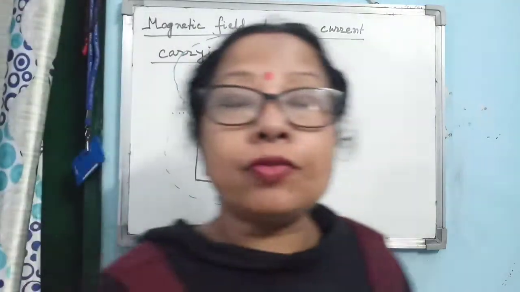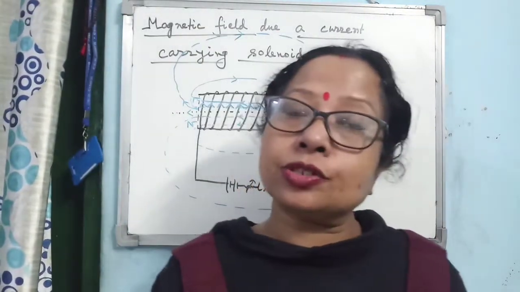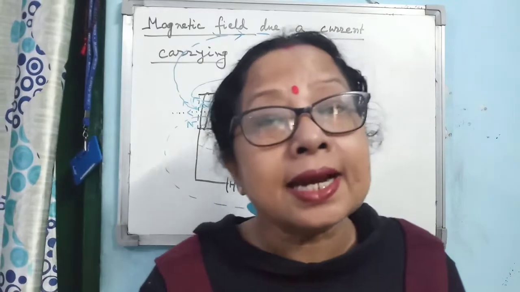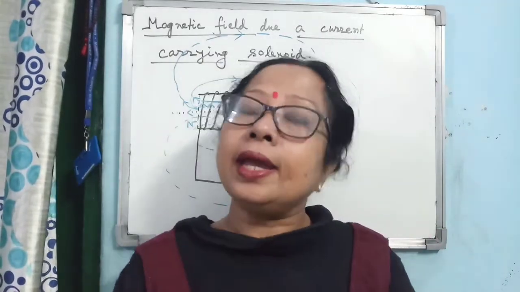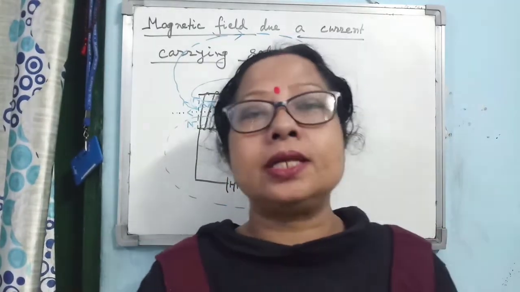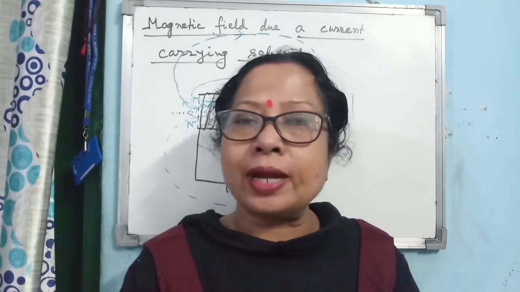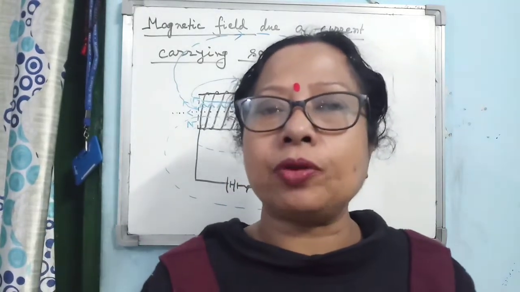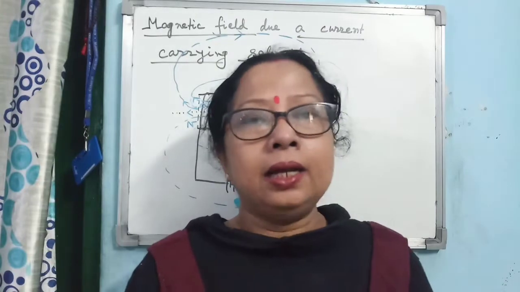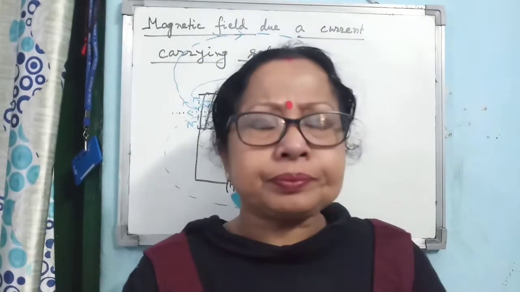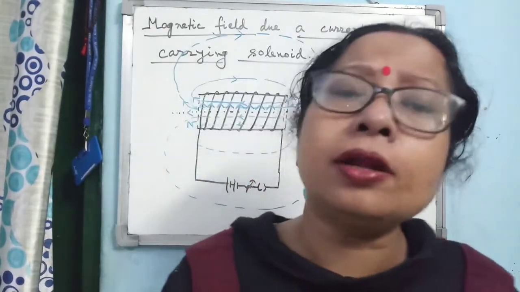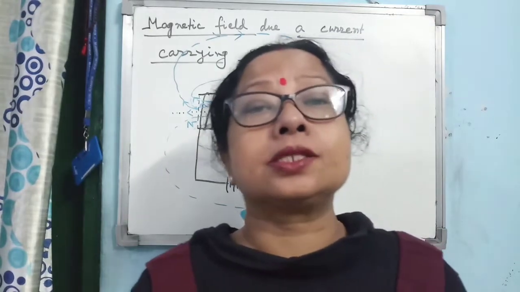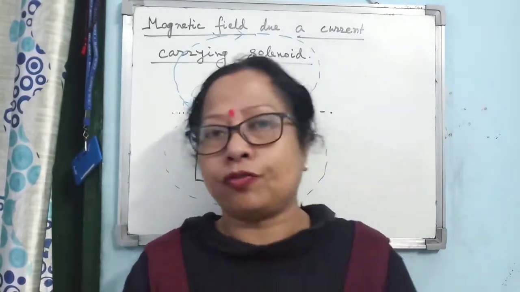So, what is the first conclusion you must write? That near the center of the solenoid, the magnetic field is constant and uniform.